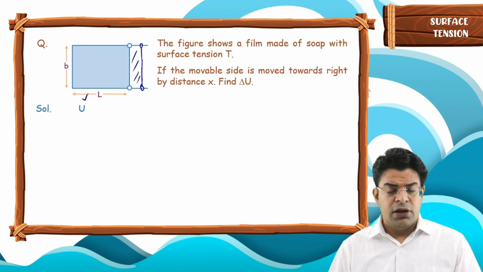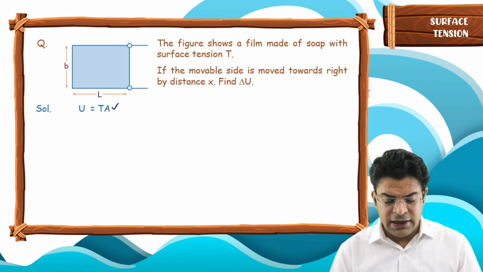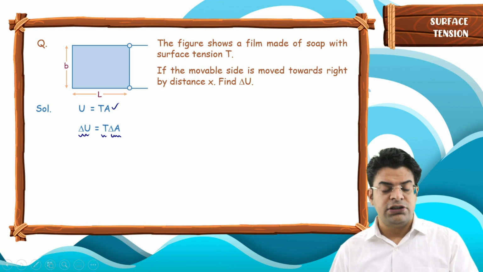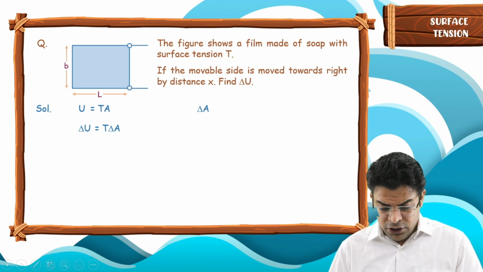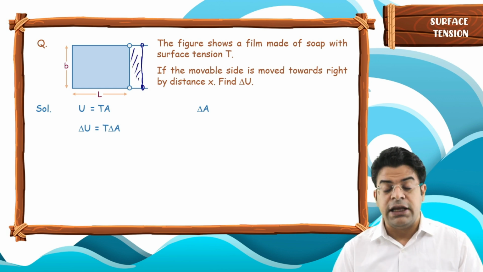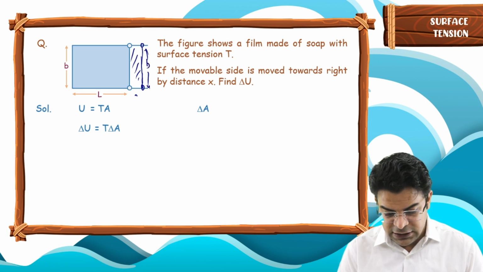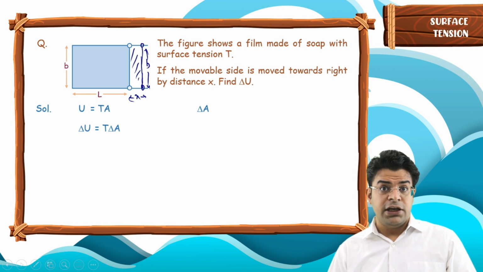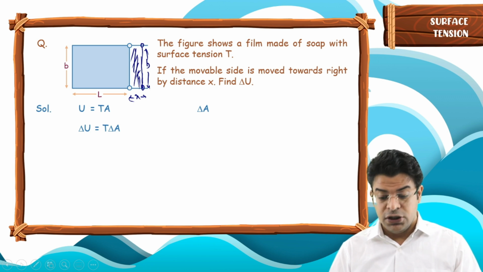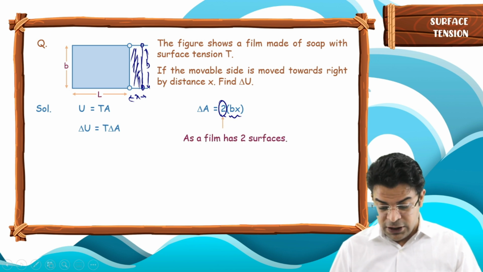So you will say surface potential energy equals surface tension into the surface area. From here we can even say the change in surface potential energy equals surface tension times the change in surface area. Now when you move this towards right by distance x, what is the change in surface area of the film? You will say, sir, this length is b and this length is x. So the change in surface area on one side will be bx. But remember that a film has got two surfaces. So the change in surface area will be 2bx. Why this 2? Because a film has got two surfaces.